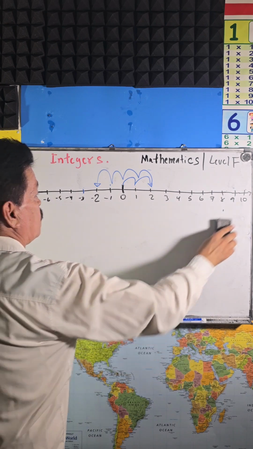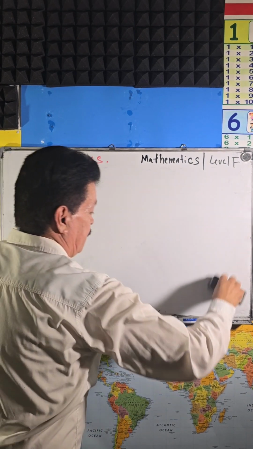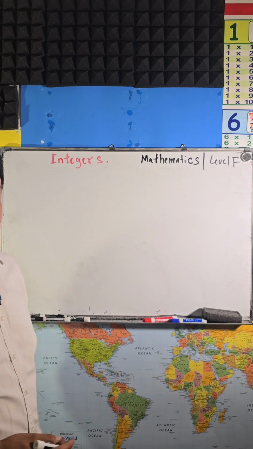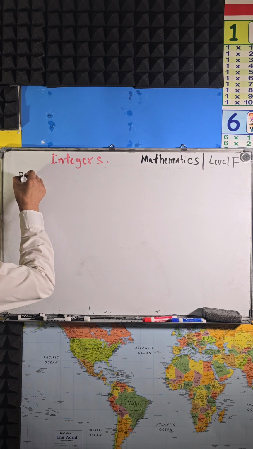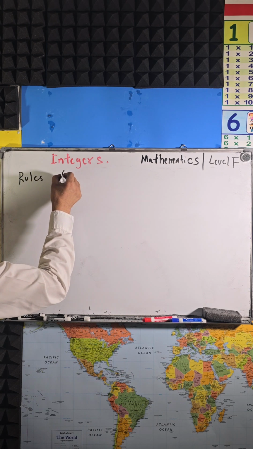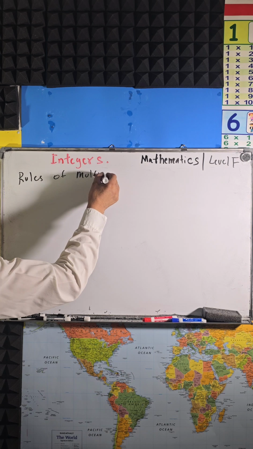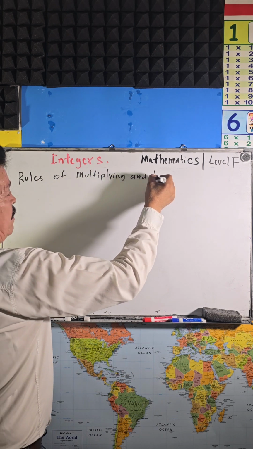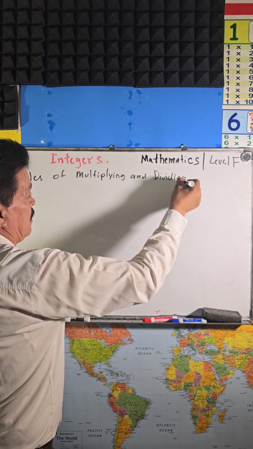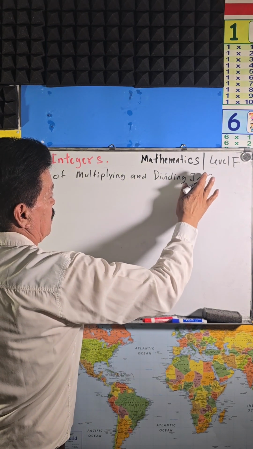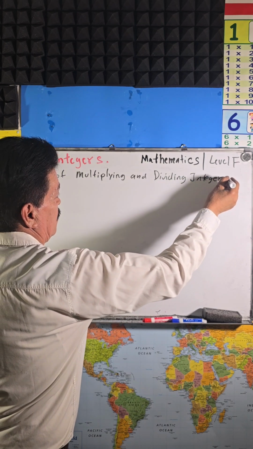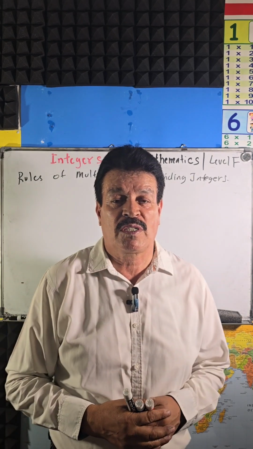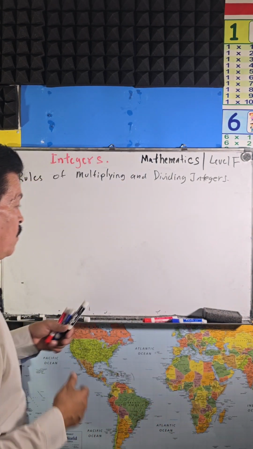Next step, let's write, very simple. So now, some rules of multiplying and dividing integers. The rules. We have to remember these very important rules, and then it's very easy. Once you know the rules, very easy.